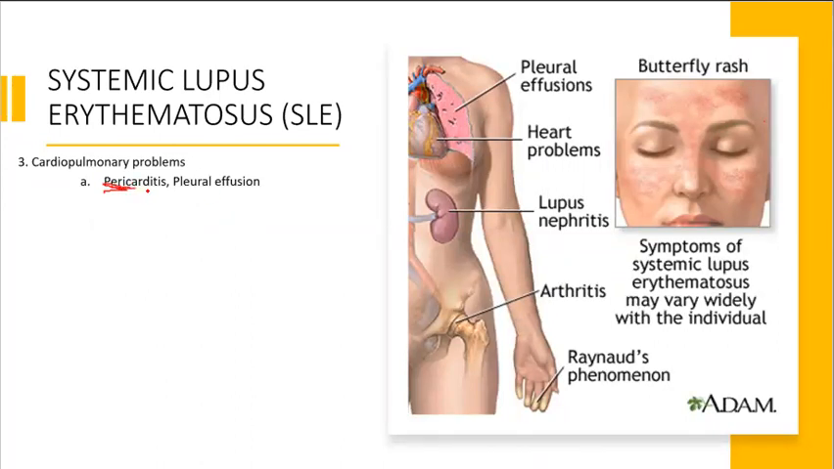pericardium. That tells me heart. Itis, inflammation. That's inflammation of the pericardium, that thin sac-like membrane around the heart. So again, it gets inflamed.